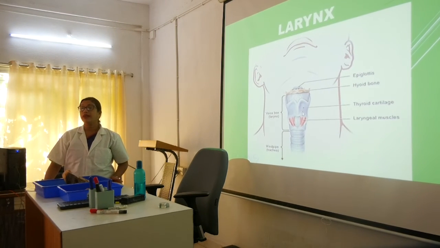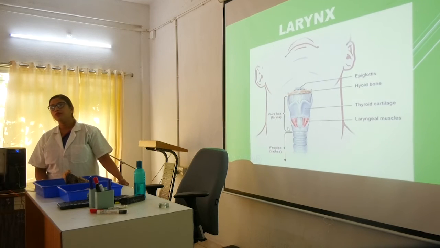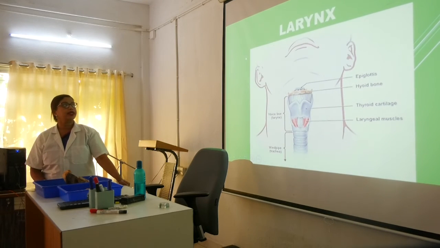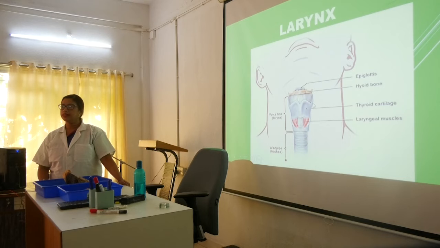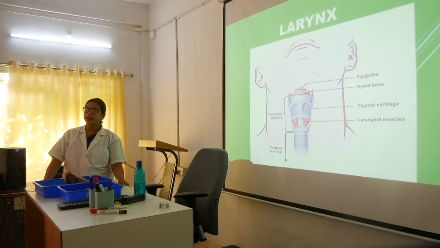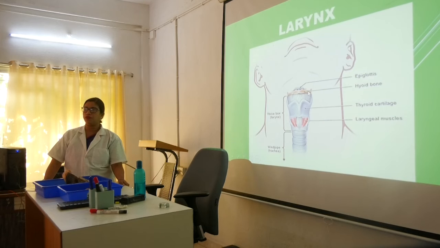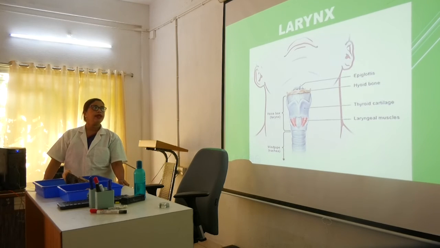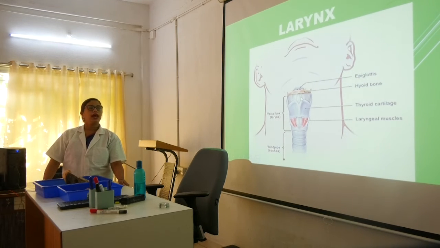So name the unpaired. What are the unpaired? Thyroid, cricoid, and the other one is epiglottis. Three can be seen, right? Then which are the paired? Arytenoid, corniculate and cuneiform. Okay? So total there are 9 cartilages. Then what else is 9?